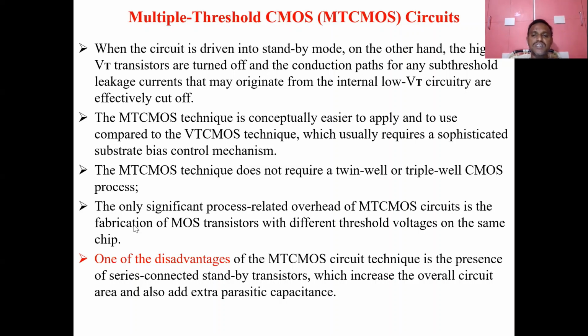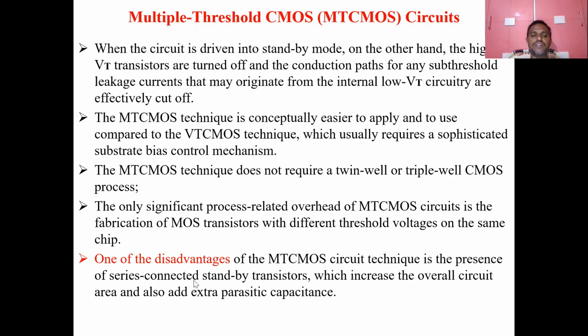Now, what is the disadvantage of this one? One of the disadvantages of this MT CMOS circuit technique is the presence of series connected standby transistors, which increases the overall circuit area and also adds extra parasitic capacitances. Okay, one problem is the basic problem, that MT CMOS circuit requires fabrication of different threshold voltage transistors, either NMOS or PMOS, with low threshold voltage and high threshold voltage. So that is the only problem we have.